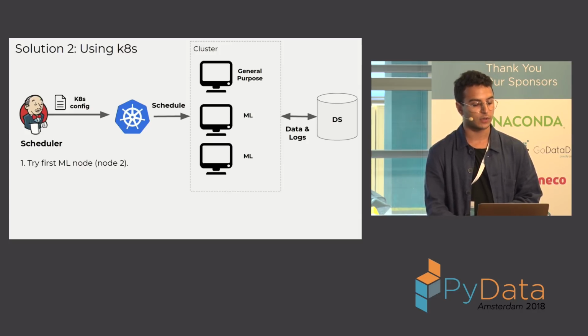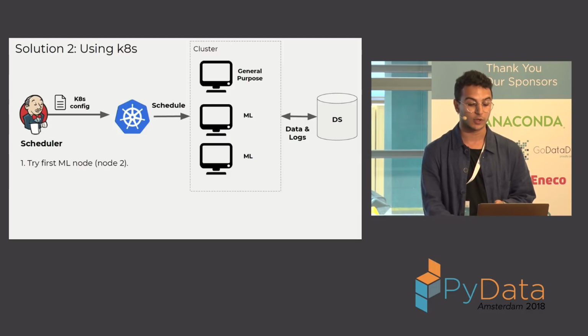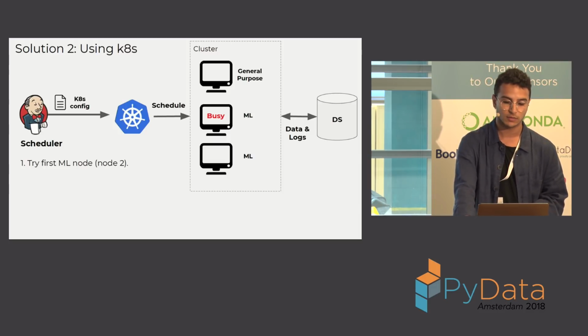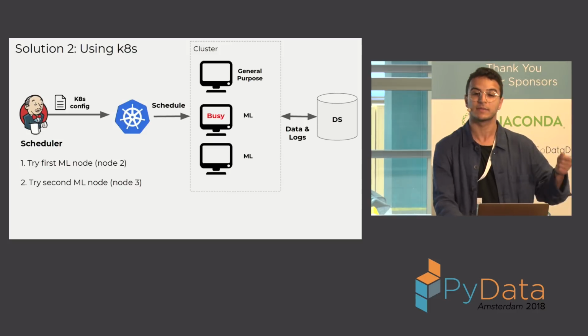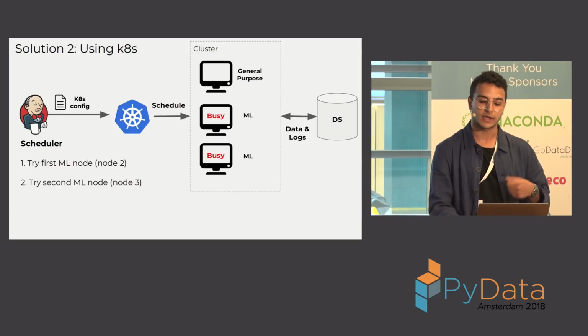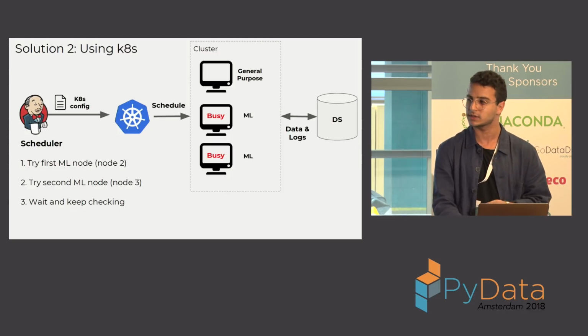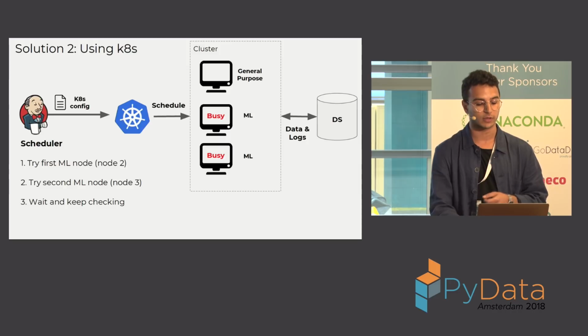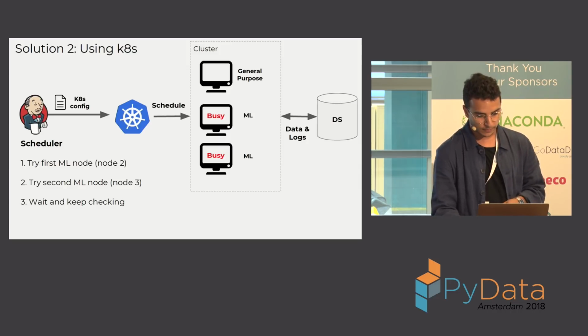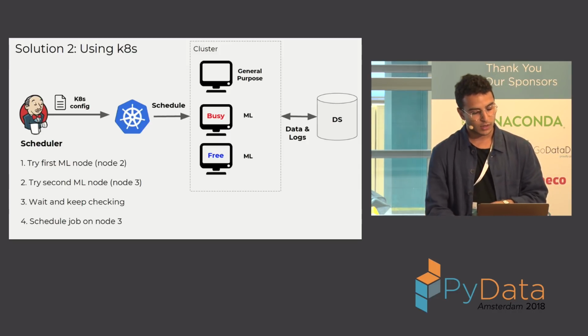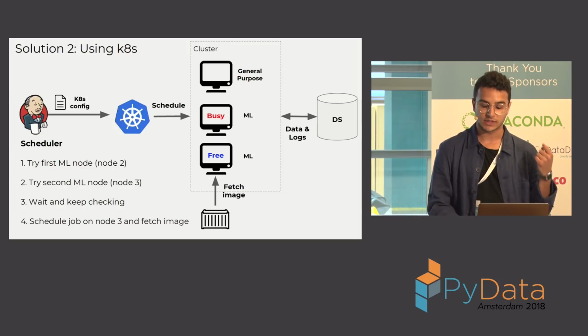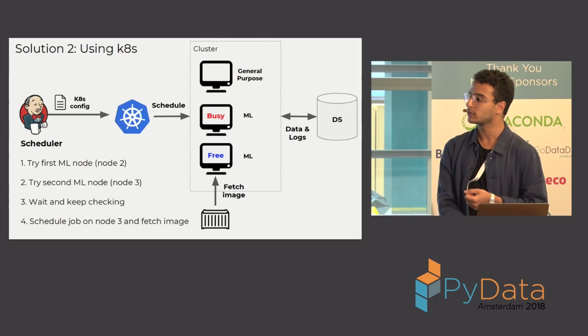So we try to schedule on node number 2, because this is the node which is labeled with machine learning. But then it's busy. So it's basically the same thing that we encountered before. We try the next one, and again, it's busy. So what happens is Kubernetes does the queuing for us. So it will just wait and check for the next time until it's free, like, I don't know, every 10 seconds, every 30 seconds. I think it's actually configurable, so you can edit these parameters. And then once it's ready, it will basically schedule this job there and fetch the image.